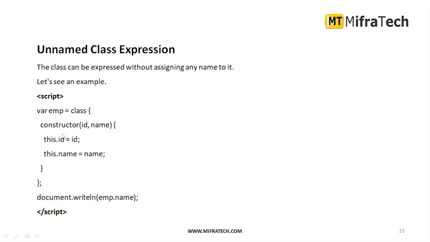Unnamed class expression. Here no class name has been declared, where variable emp is equal to class, creating a constructor with id and name, and then document.write emp.name.